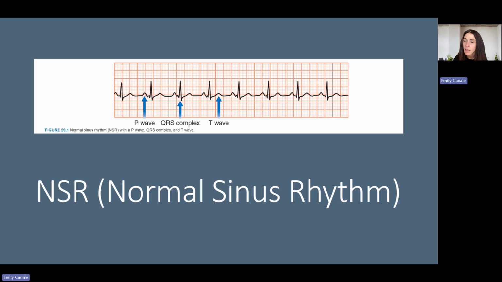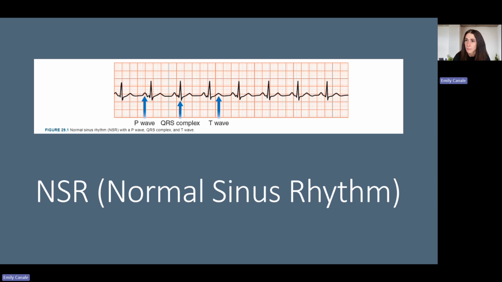Everything should be equal. If I were to measure this R to R from right here to there, that should map out the same throughout the entire strip. All of my R to Rs, this is how I determine the rhythm is regular. I used to have to take an index card and mark one and one, and then map it out through my whole strip. If you're on an exam, you're more than welcome to do something like that to determine if the rhythm is regular or not. Because if it's normal sinus rhythm, this should be regular.